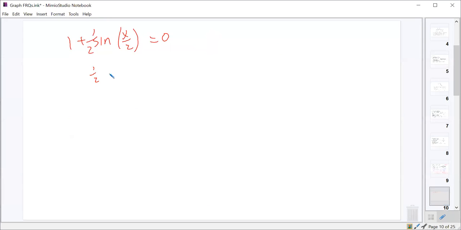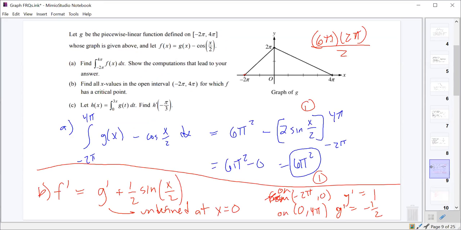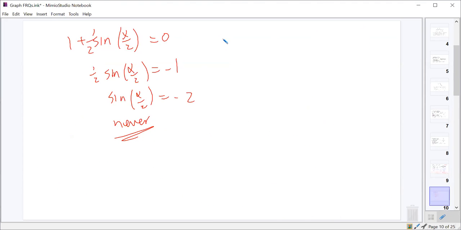So that would mean that 1/2 of the sine of x over 2 is equal to -1, or the sine of some angle is equal to -2. Well, this is never true, right? You never take the sine of something and get a value that's less than -1 or greater than 1. So that's never true. And then we'll do the same thing with the other one, which was -1/2. See if I can do this right this time.